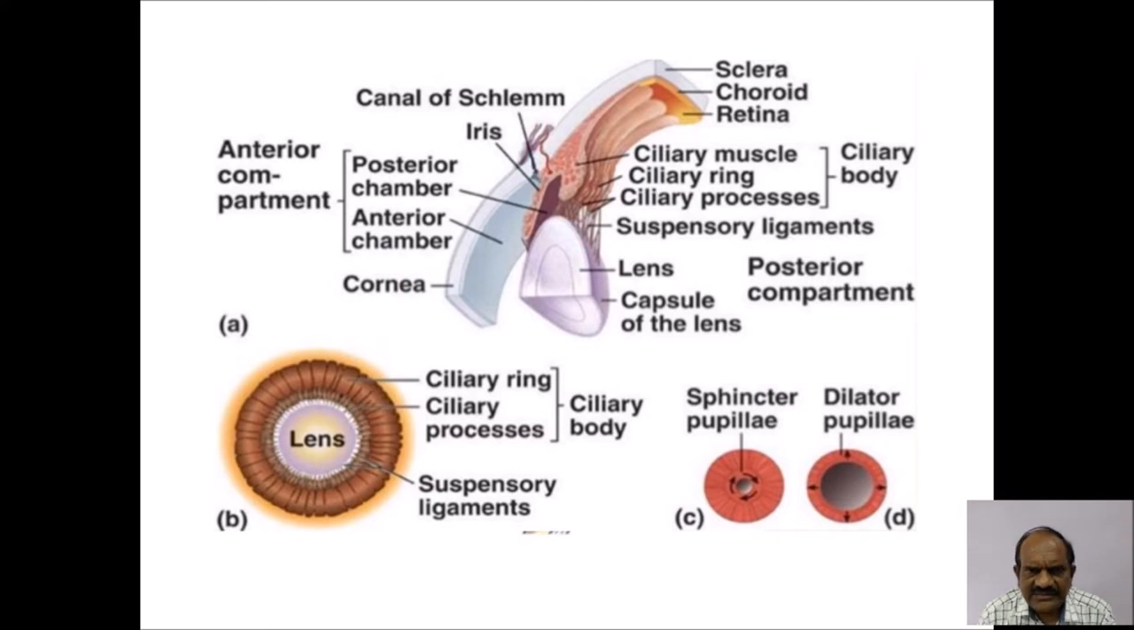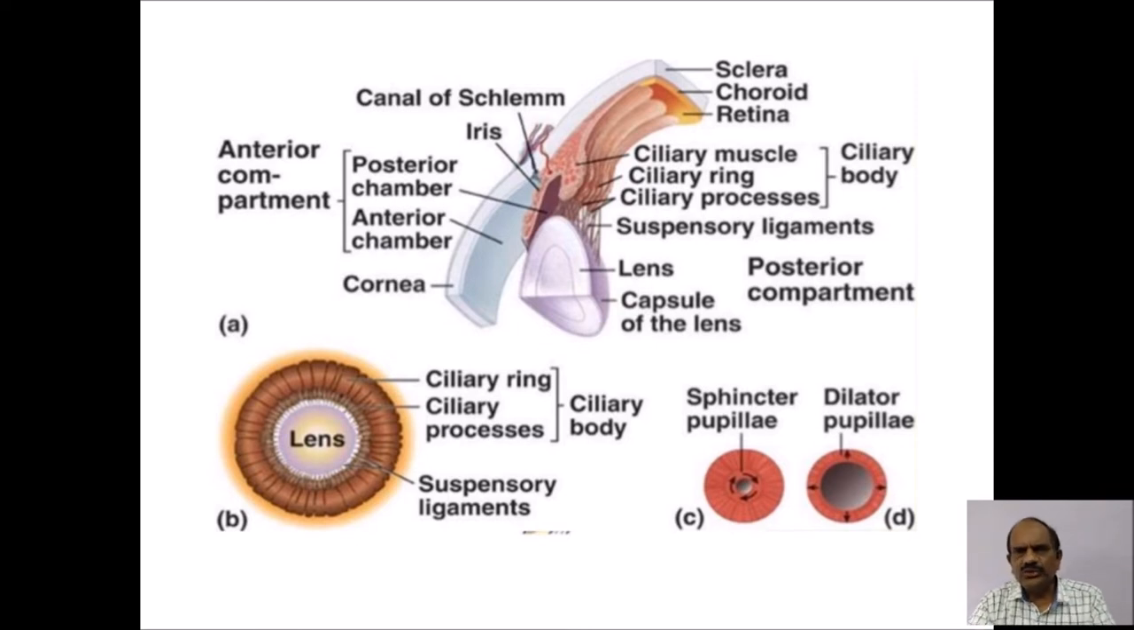Now, as you can see in this figure, the choroid layer forms the ciliary body. It has the ciliary muscle and ciliary process, and it forms a ring around the lens. Here is the anterior compartment, and it shows the further posterior compartment. Remember, the ciliary body forms the ciliary ring and the ciliary processes. One important thing is that the ciliary processes are attached to the opposite poles of the lens by suspensory ligaments, or zonules.